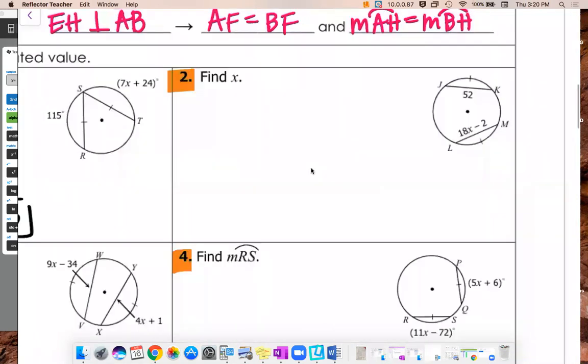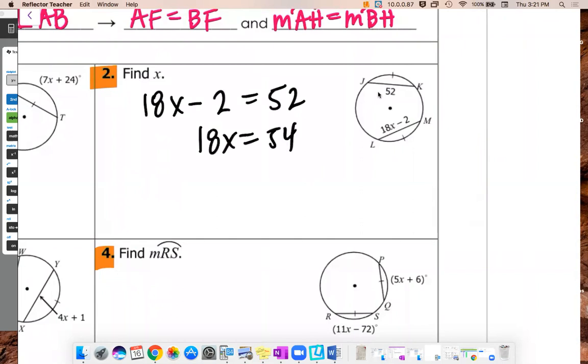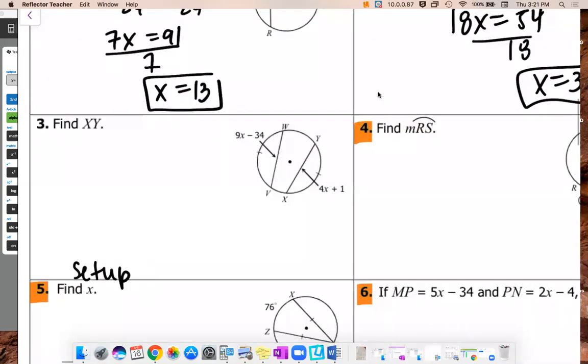All right, in this one, we're going to find x as well. And all this does is reverse it. So it tells us the arcs are congruent. So that means these chords have to be congruent. So you're going to set 18x minus 2 equal to 52. Solve it algebraically. So 18x equals 54. Divide by 18. X is going to be 3 for this one. Okay, so I hope that's really straightforward. We're going to skip that one because it's really similar.